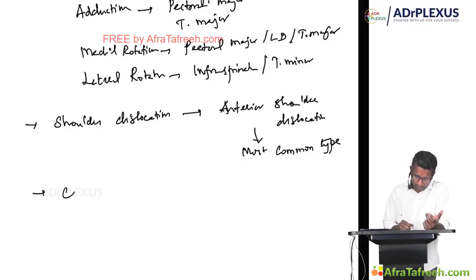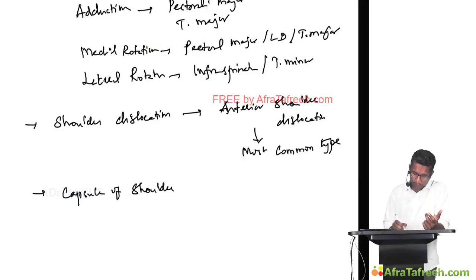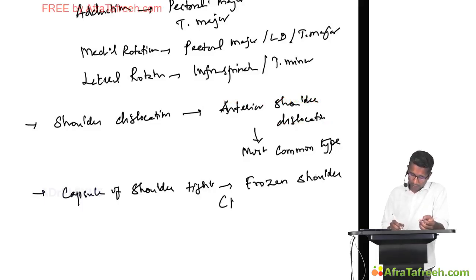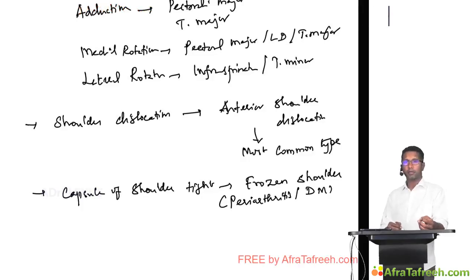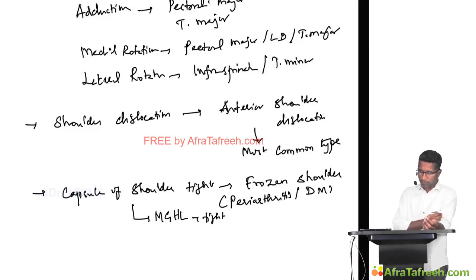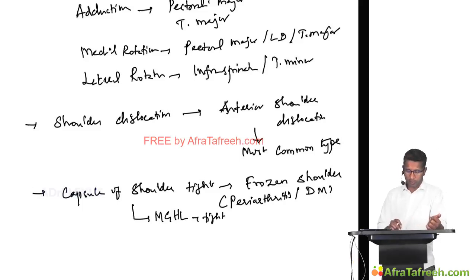Now, when the capsule of the shoulder joint becomes tight, this condition is called frozen shoulder, also called periarthritis of the shoulder. It is commonly seen in diabetes mellitus. It is mainly the middle glenohumeral ligament which becomes tight.